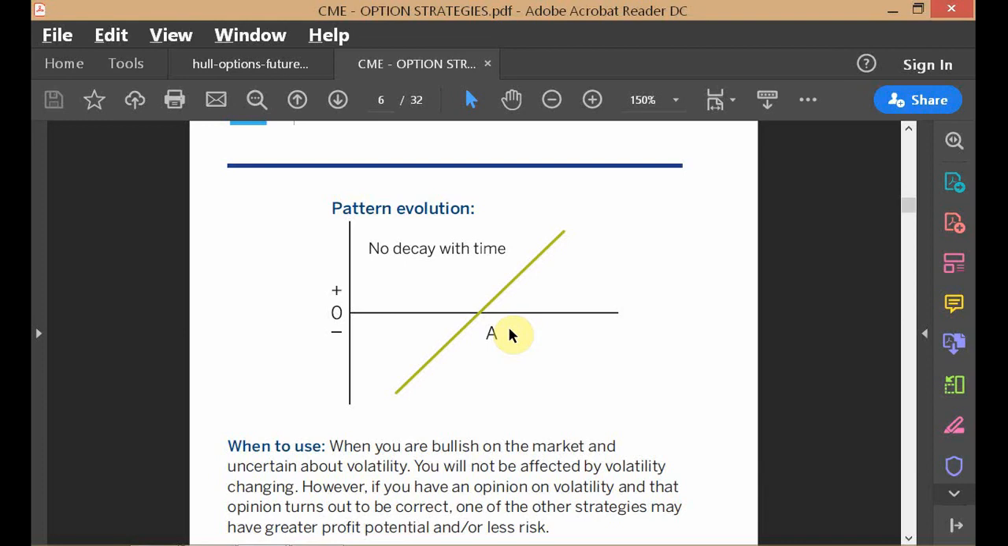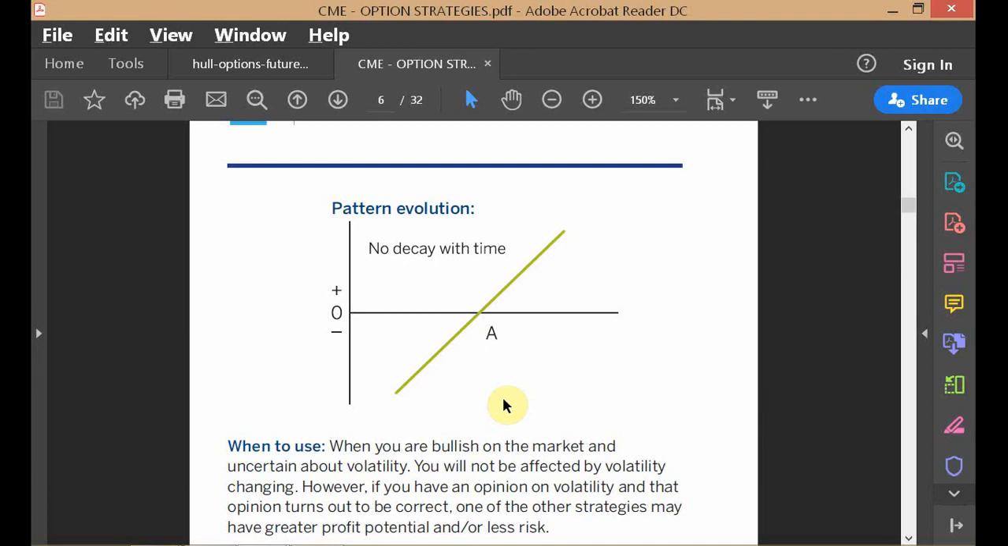Let's look at one side of the result. One thing I must have is that when the market rises above A, I should make money, and when the market falls below A, I should lose money. If I must have the same result as the long futures profile, the long futures position.